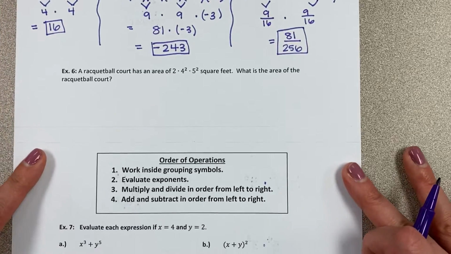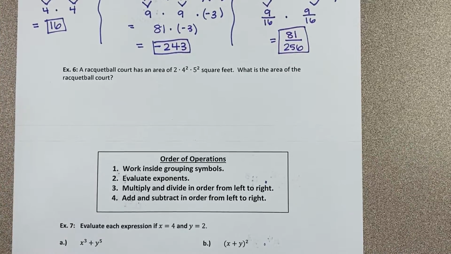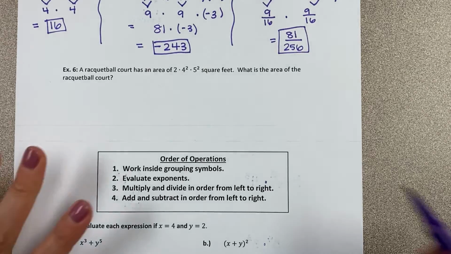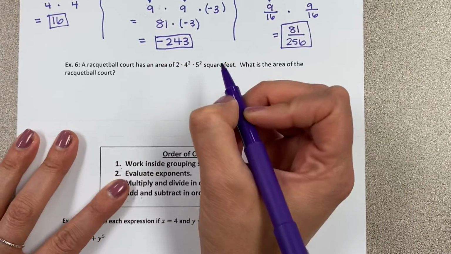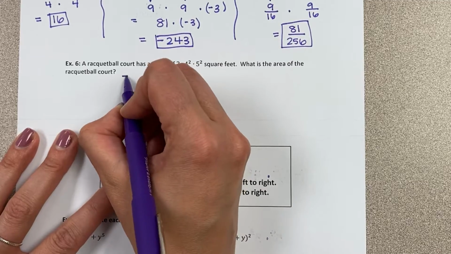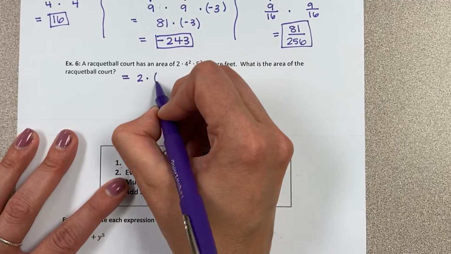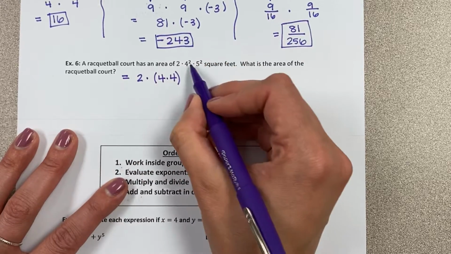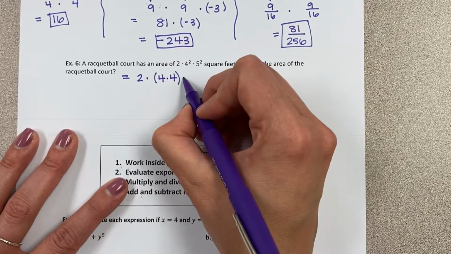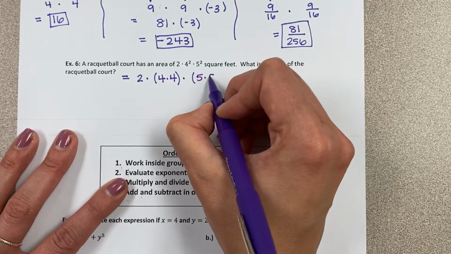Okay, moving on to a little word problem here. A racquetball court has an area of 2 times 4 squared times 5 squared square feet. What is the area of the racquetball court? All you're going to do here is multiply all this out. So I'm going to rewrite this using just the numbers. So that's going to be 2 times 4 times 4, because 4 squared is 4 times 4, times 5 times 5.